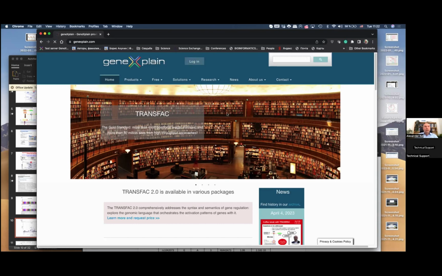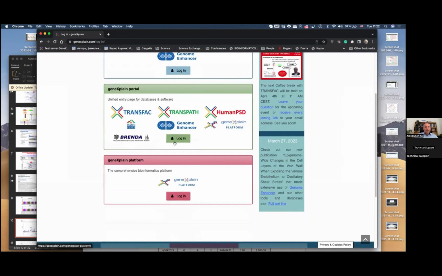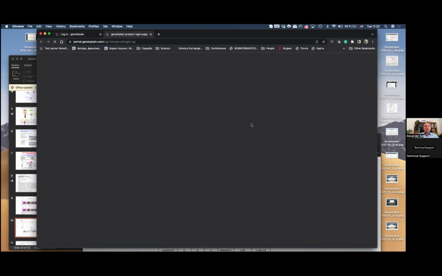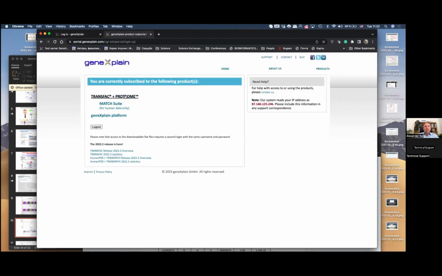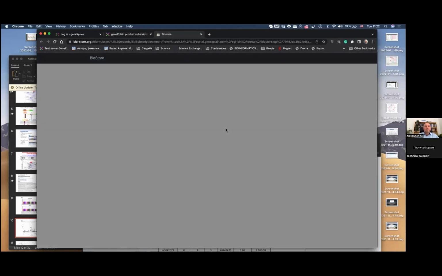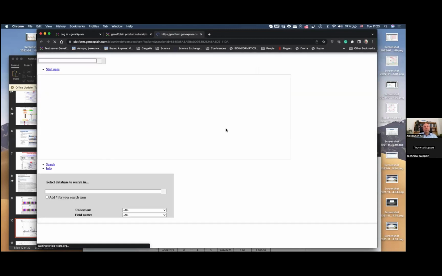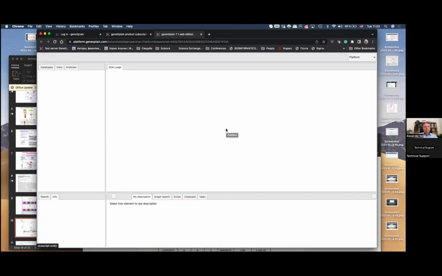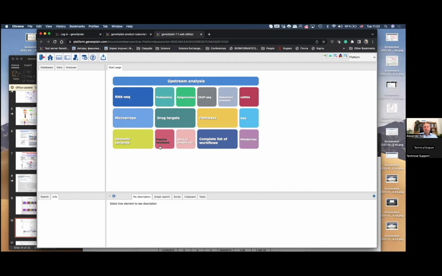So you go here to log in. Here you see the geneXplain portal, and I'm logging in here as I have already registered my account. Here we go to the geneXplain platform. So it's logging in. And in the geneXplain platform, this is a view of it.